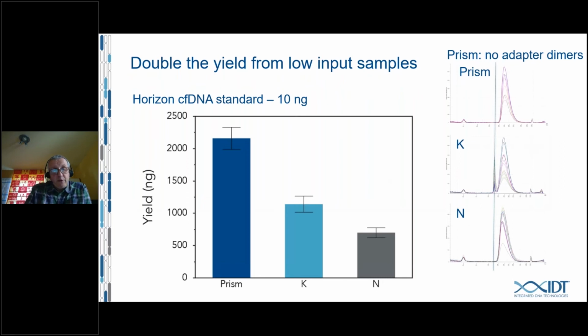What we typically observe in comparison to other products on the market, starting from 10 nanogram of cfDNA, is that we are getting a higher yield. And also of note is that we are not observing the adapter peak that is visible in the central part of the fragment analysis patterns on the right-hand side of the screen.